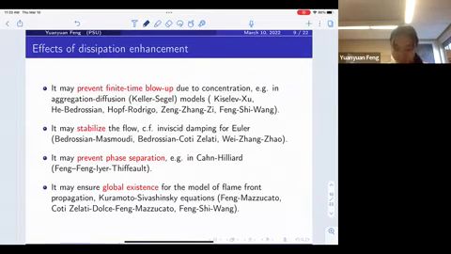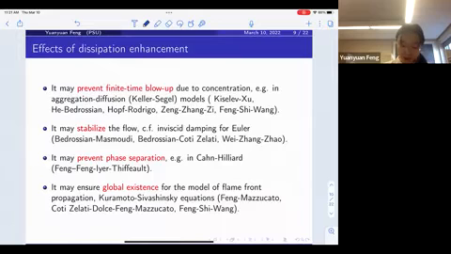It may prevent phase separation in the Cahn-Hilliard equation. Like for the Cahn-Hilliard equation, in the steady state we can see phase separation. But if we add the advection-diffusion, add the mixing flow to this system, we can prove the phase separation would be prevented. This is done by Feng Year and Tifeld.